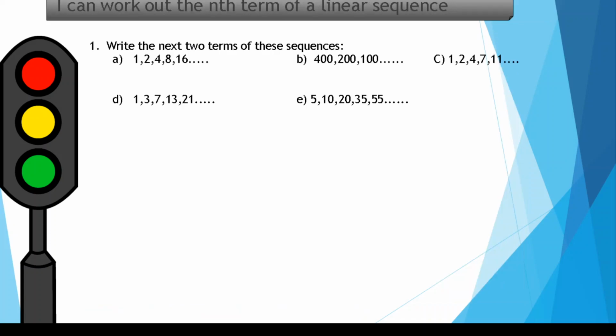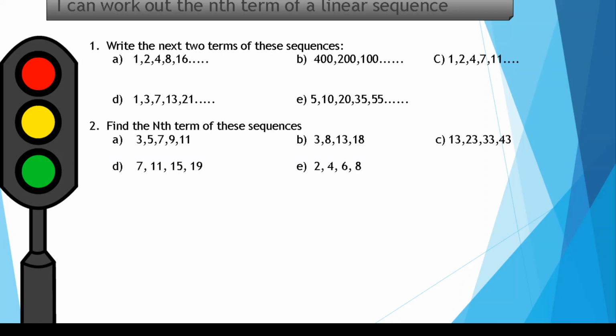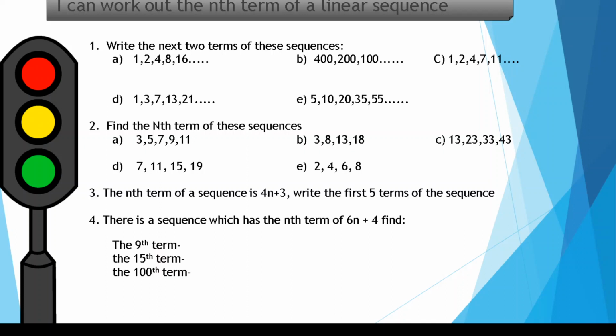I can work out the nth term of a linear sequence. Now, looking at question number 1 there, you are just expected to come up with the next two terms in that sequence. 2 is finding the nth term of the sequence. If you do need to revise a bit of this, the clip will be provided at the end there. And then question 3 and 4 is just substituting into the formula that is given, the rule that is given there. So for n plus 3, you need to come up with the first 5 terms of the sequence. That is when n equals 1, when n equals 2, n equals 3, 4, and 5. So again, don't forget to traffic light, and if you do need to revise, it's clip 710.